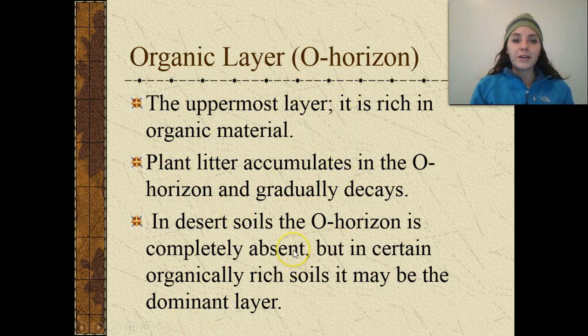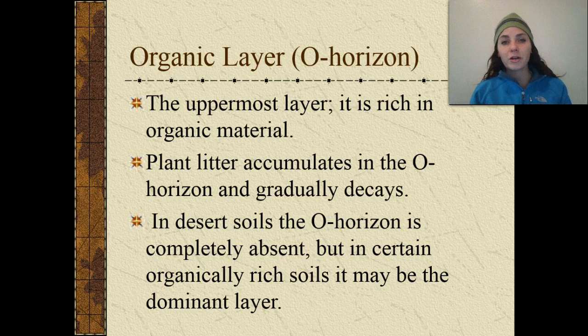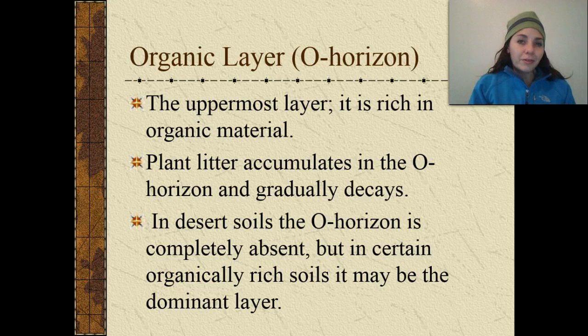The organic horizon contains a lot of plant litter that accumulates and gradually decays through the process of decomposition. Bacteria as well as different types of organisms like worms help to break down that decaying matter, and it makes this really rich, nutrient-dense topsoil layer called the organic layer or the O horizon.